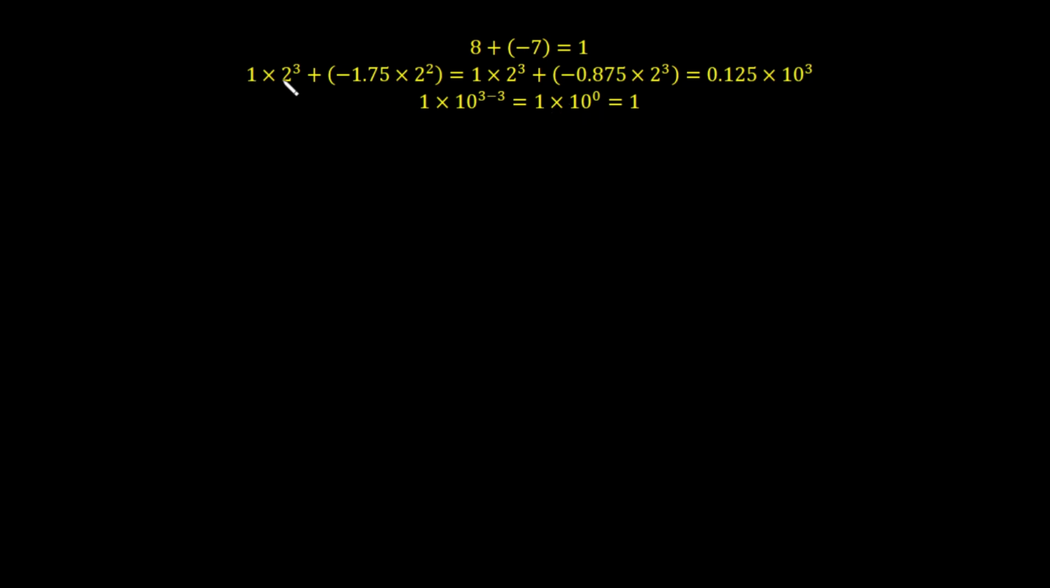And in this instance, what we have to do is increase this by a factor of 2, so that goes to 2 to the 3. We're going to have to decrease this by a factor of 2, so it goes to minus 0.875. We've now got the same exponents. We can do the subtraction, and that gives us 0.125 times 2 to the 3.